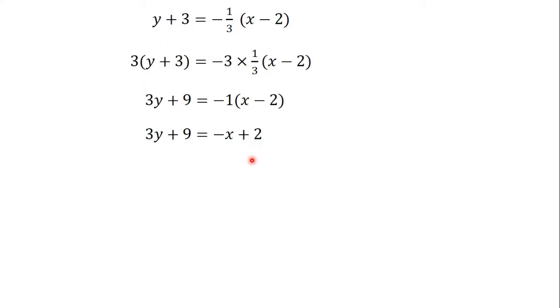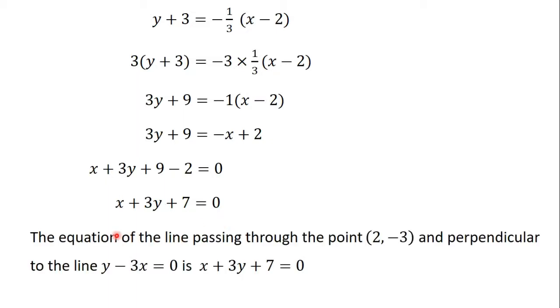I'm going to group all the terms on one side of the equation, and I want the coefficient of x to be positive. So I will send minus x and 2 from the right hand side to the left hand side. And this will give us x plus 3y plus 9 minus 2 is equal to 0. We simplify this further and we have x plus 3y plus 7 is equal to 0. So the equation of the line passing through the point (2, -3) and perpendicular to the line y minus 3x is equal to 0 is x plus 3y plus 7 is equal to 0.